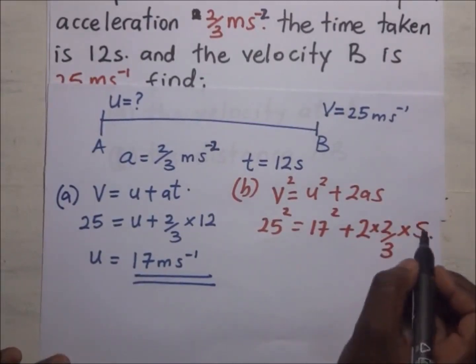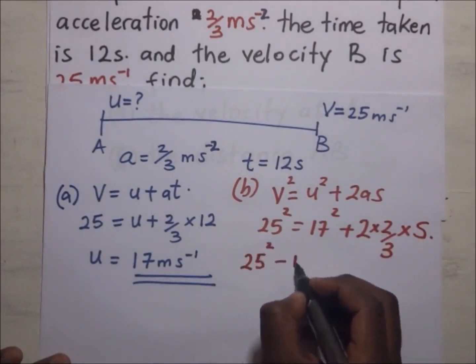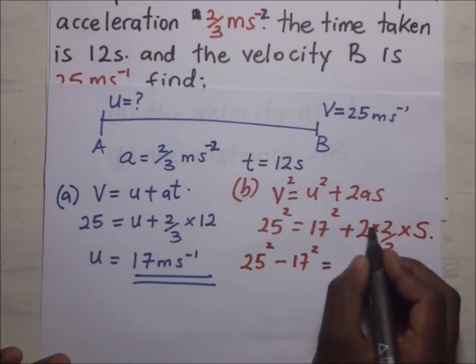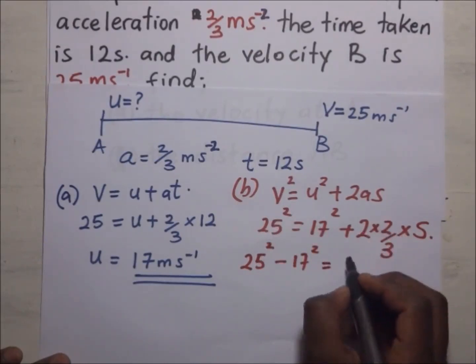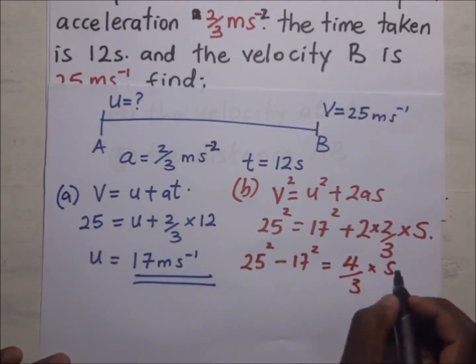When we make s the subject of the formula, we get 25 squared minus 17 squared, since we have shifted that 17 squared to come this way, is going to be equal to, here we remain with 2 times 2/3, which is 4/3, times s.